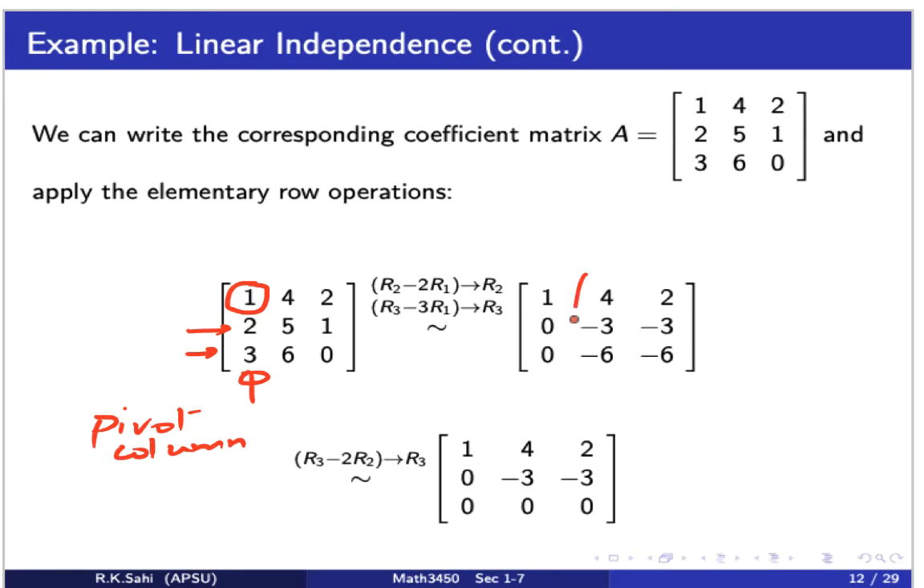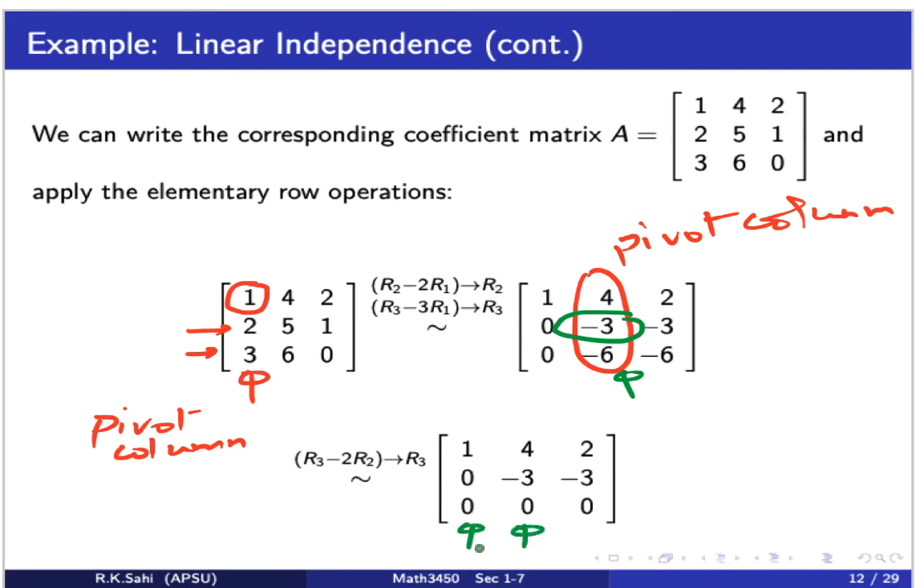So the next pivot column is 4, minus 3 and 6. And the next pivot is minus 3. You have to get minus 6 to be 0. Apply the operation R3 minus 2 R2 goes to R3. We get this new matrix. Clearly, it has 2 pivot columns. And those 2 pivot columns mean 2 basic variables. So that means it has 1 free variable.